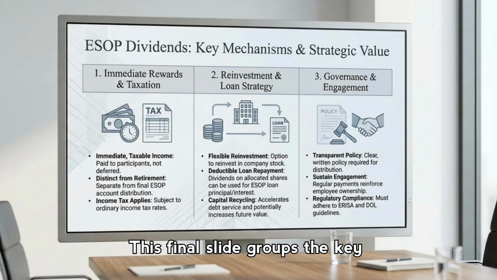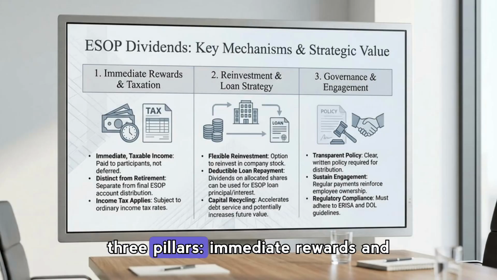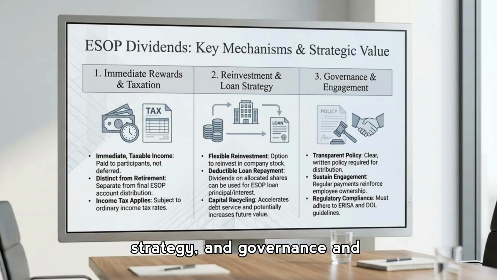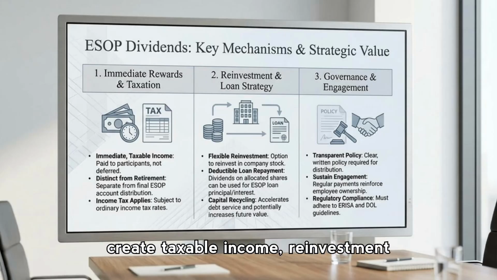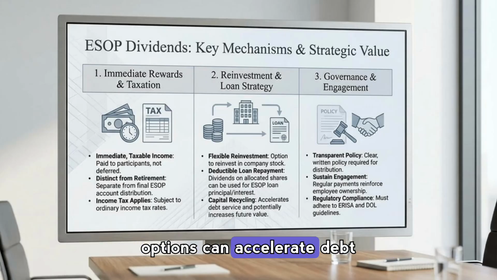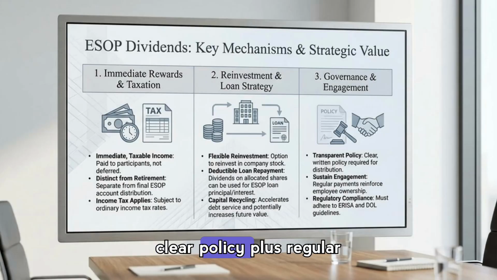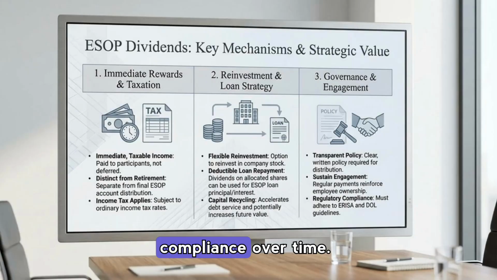This final slide groups the key mechanisms and strategic value into three pillars: immediate rewards and taxation, reinvestment and loan strategy, and governance and engagement. Immediate payouts create taxable income. Reinvestment options can accelerate debt repayment and capital recycling, and clear policy plus regular engagement sustains ownership, buy-in, and ensures regulatory compliance over time.